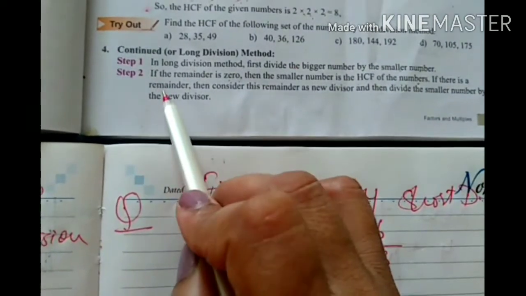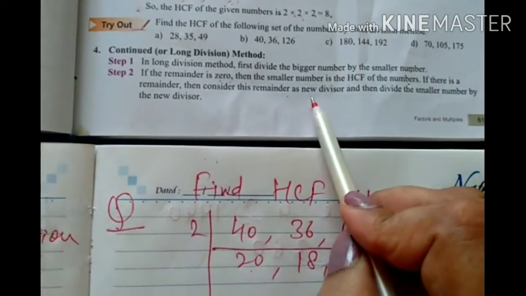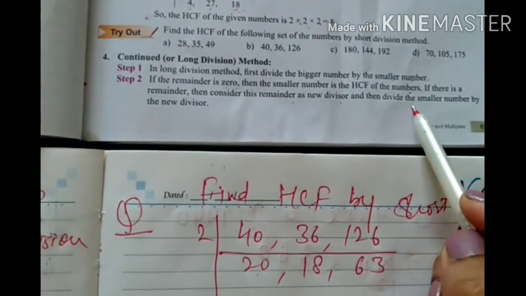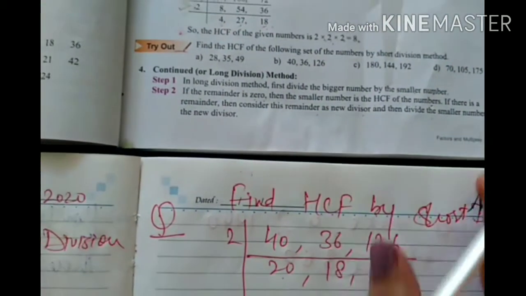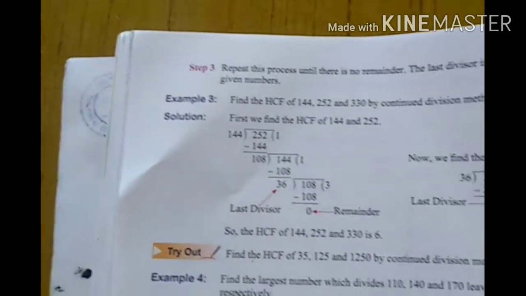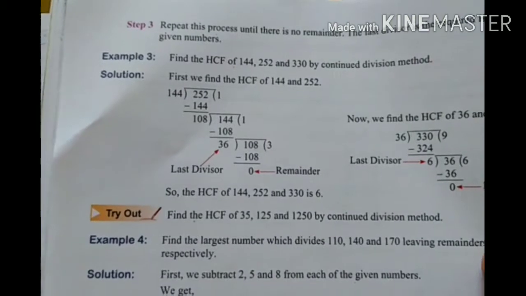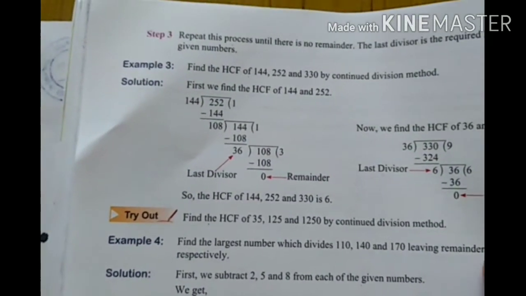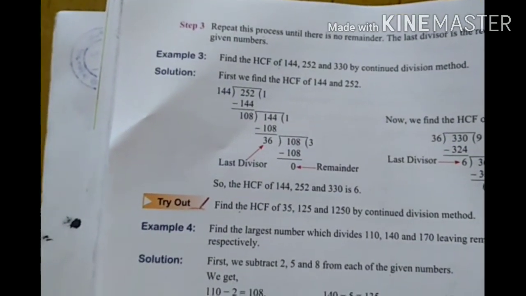If there is a remainder, then consider this remainder as the new divisor and divide the previous divisor by the new divisor. Then repeat this process until there is no remainder. The last divisor is the required HCF of the given numbers.